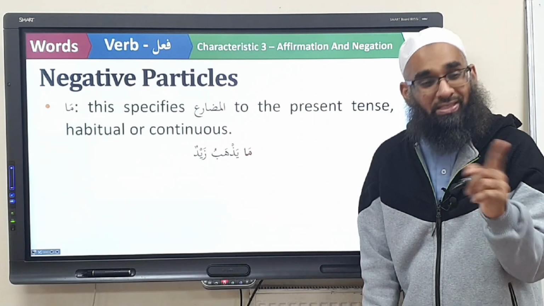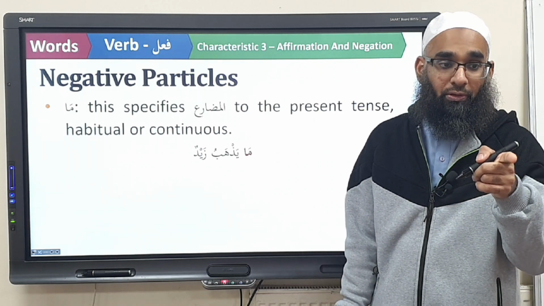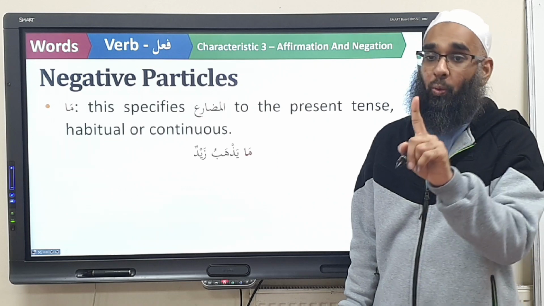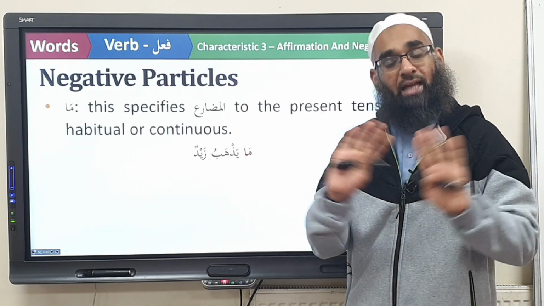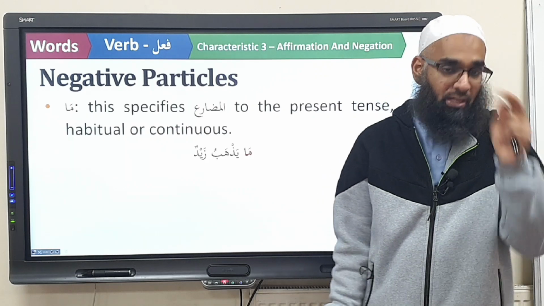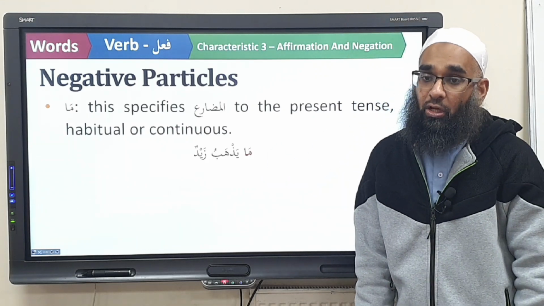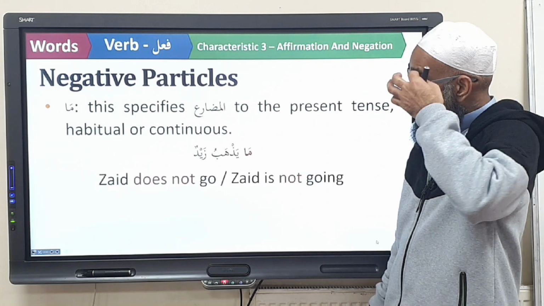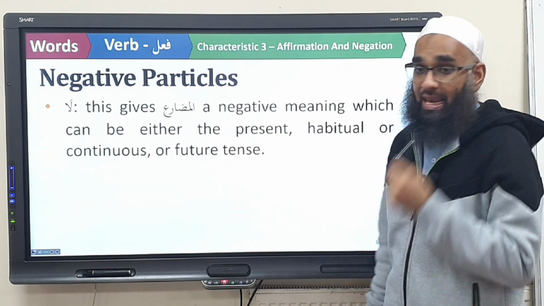Zayd does not go or Zayd is not going. Can it mean Zayd will not go? Can it have future meaning? No. When ma comes, then the fa'al mudari loses its future tense possibility. It can't be future anymore. It has to be present, either habitual or continuous. So ma yadhhabu Zaydun, Zayd is not going or Zayd does not go. You following? Next one. La.